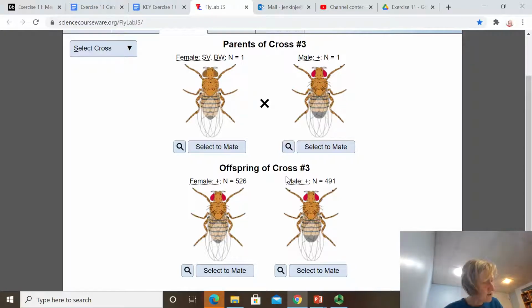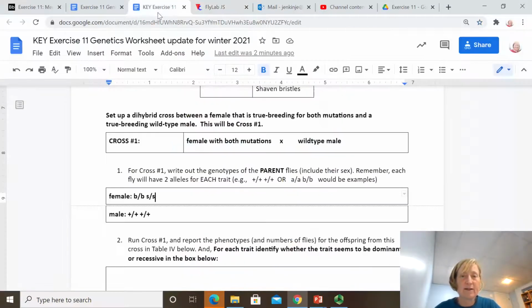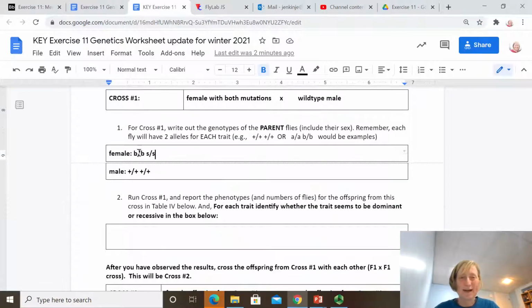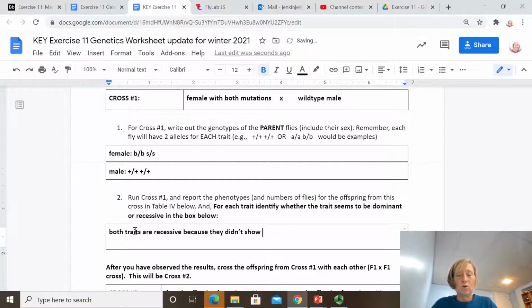Then it says, after you observe the results of that cross, mate the offspring from cross 1 with each other. Ooh, another sibling mating. This is exciting. And then for cross 2, write out the genotypes of the parent flies. This is question 3. I'm going to go to that. I think I can do that. Okay, so I actually correctly suggested the genotypes for the parents of the first cross, and I think that both traits are recessive because they didn't show up in the first generation, right? Period.